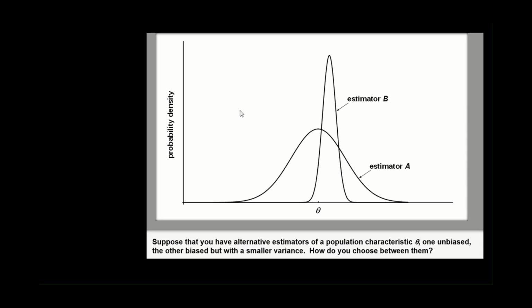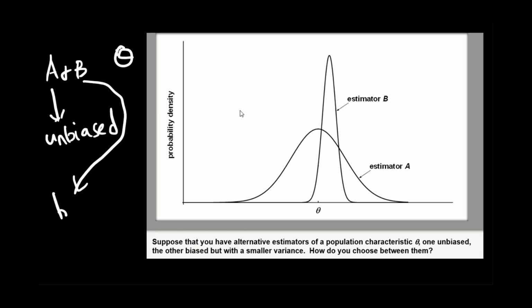Okay, so let's say that we are trying to estimate a certain population characteristic, theta. And here we have the situation where we have two estimators. Once again, let's call them A and B. Estimator A is unbiased, while the other estimator B is biased, but it has a smaller variance. So in this situation, how are we going to choose between these two estimators?